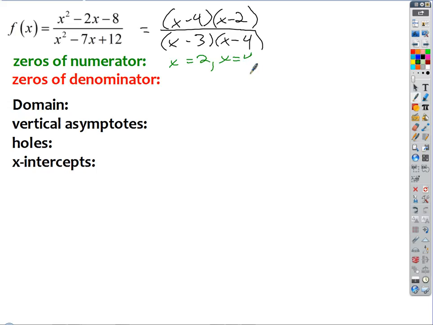Zeros of the denominator. What do you think? Okay, what do you think? Ideas. What do we got? Bailey, can tell me. 3 and 4. Good. Okay. Let's see. Mallory, what's the domain then?